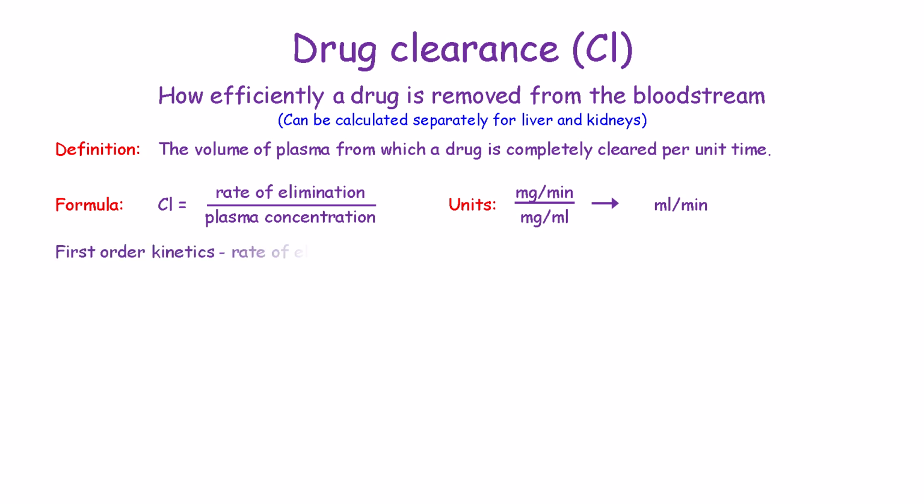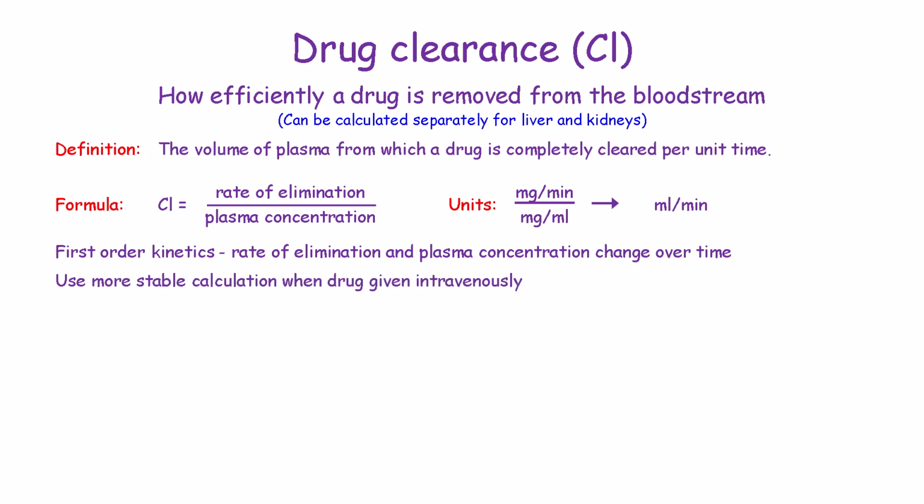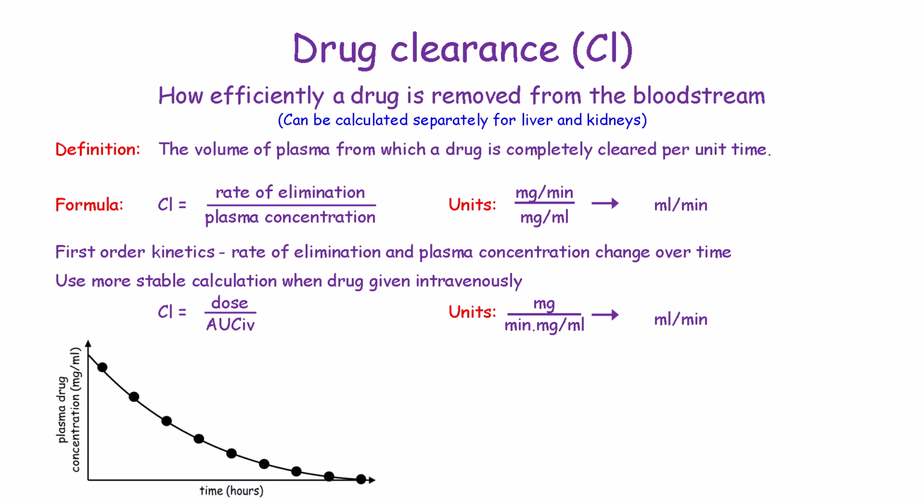For a drug that follows first-order kinetics, both the elimination rate and the plasma concentration change over time. To avoid this variability, we use a more stable calculation, especially when the drug is given intravenously, ensuring 100% bioavailability. In this case, clearance equals the dose administered divided by the area under the curve of the plasma concentration versus time plot, which you have seen before. The area under the curve represents total drug exposure and is measured from time 0, when the drug is administered, until it is eliminated from the body.